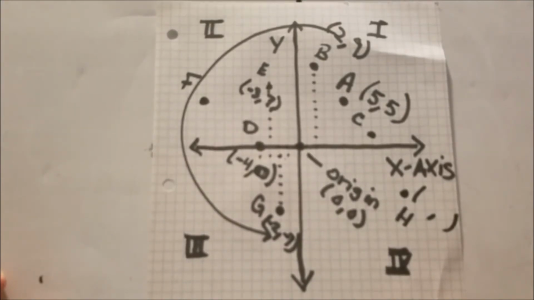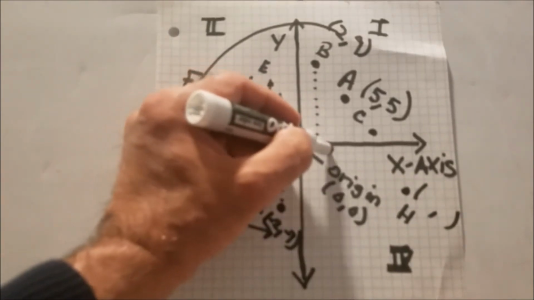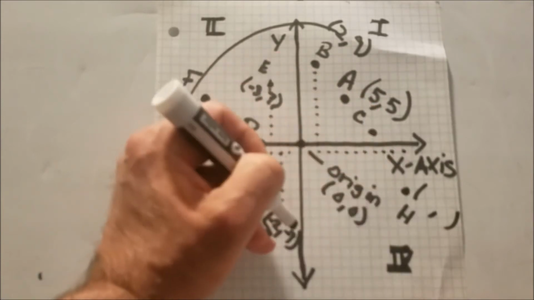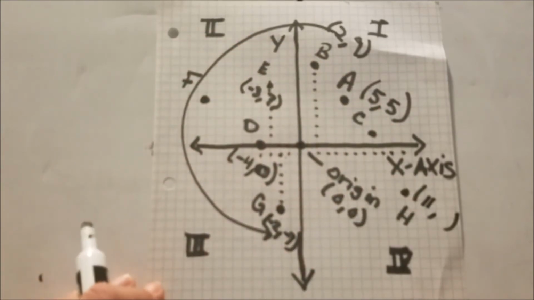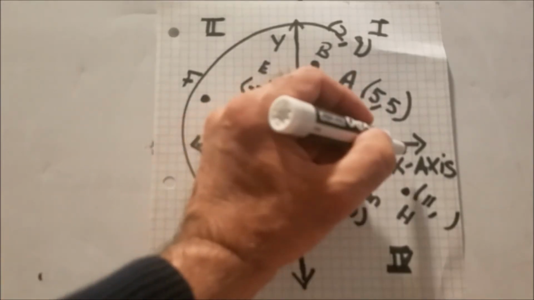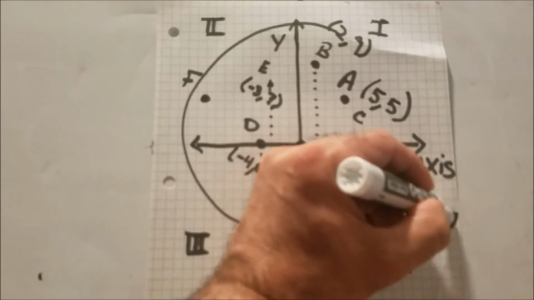Again, x comes first, right? So let's look. 1, 2, 3, 4, 5, 6, 7, 8, 9, 10, 11. Right up with the 11. So we know it's 11 for x. And what about the y? Well, 1, 2, 3, 4, 5. -5.